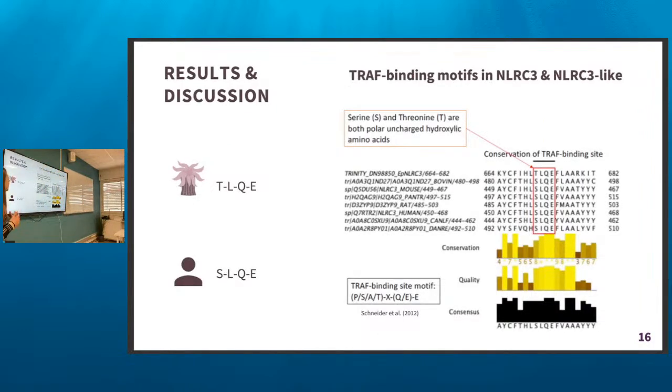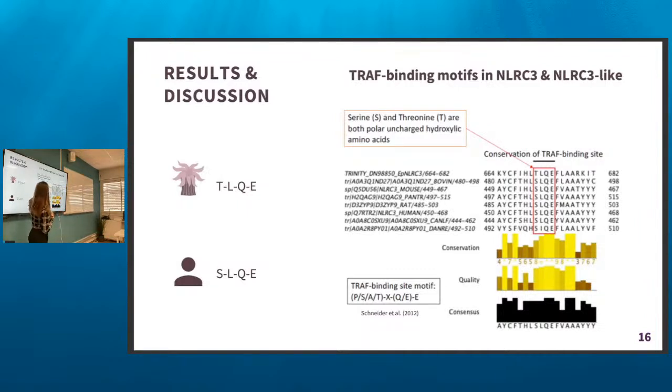Schneider et al. showed that NLRC3 in humans presents a TRAF binding motif, and this TRAF binding motif is responsible for the interaction between NLRC3 and TRAF6 in human. This motif is comprised of different amino acids, as we can see here in the structure, and any combination of these amino acids can create a possible TRAF binding motif. When we compare different sequences of different organisms and TRAF6 from Exaiptasia pallida, we can see how the TRAF binding sites are present in all the sequences, meaning that it is being conserved through evolution.